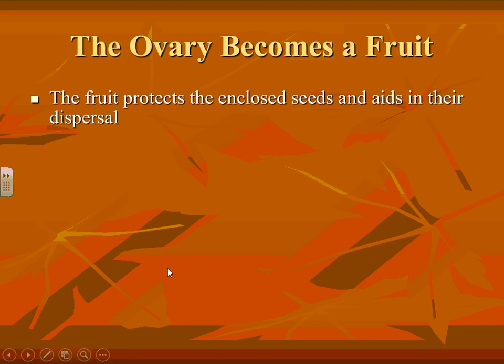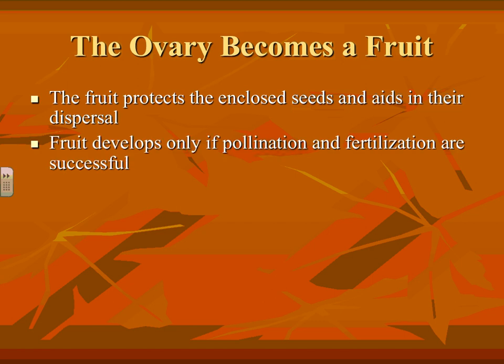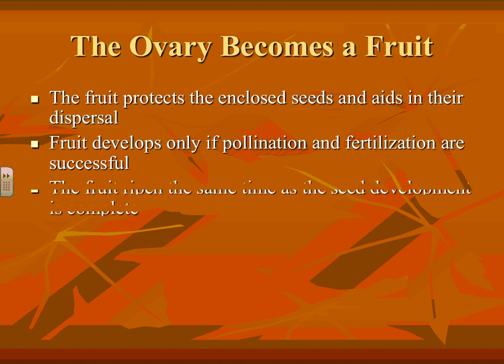The fruit helps to protect the seeds that are enclosed inside of it, and also aids in the dispersal of the seeds. By having a fruit, it might attract animals to eat it, and once they eat it, they help disperse the seed. So the fruit is a really helpful thing to get those seeds spread. The fruit develops only if pollination and fertilization are successful. It's possible for the pollen to be transferred to the stigma of the flower, but it might not actually make it to the egg and fertilize it. But if there's an apple on a tree, it means that both of those processes have taken place.